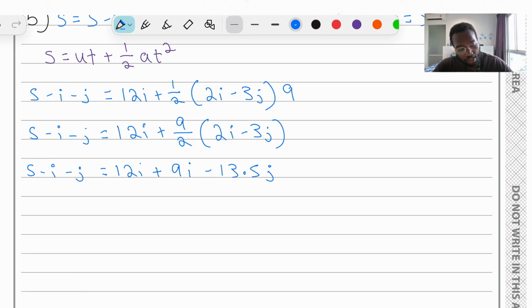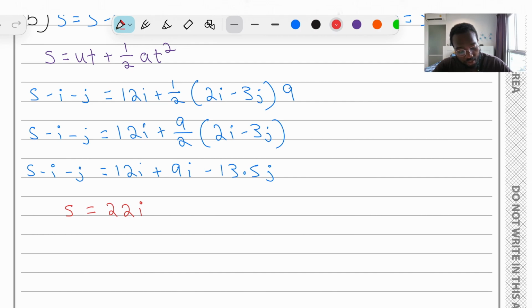as a decimal that would be minus 13.5j. And now if we add on our i and j values from the left side, we get S is equal to, well, we bring that minus i over, so we get a 1 plus 12i plus 9i, so that will give me 22i, and then we get a plus 1 over on this side too.